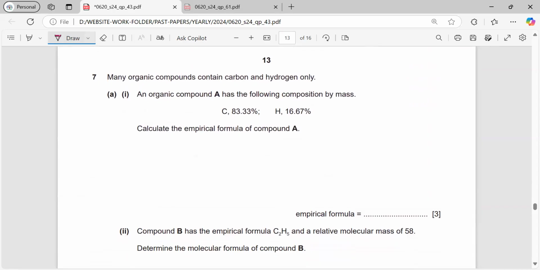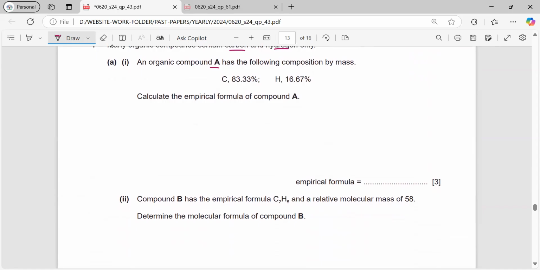Next, we have question number 7. Many organic compounds contain carbon and hydrogen only. An organic compound A has the following composition by mass. We have the percentage of carbon and we have the percentage of hydrogen. Calculate the empirical formula of compound A.